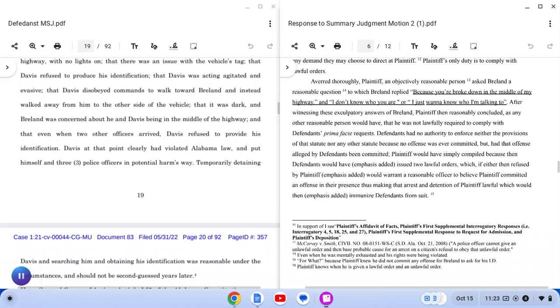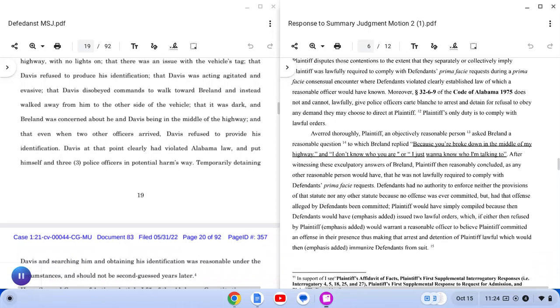I know when I'm giving an unlawful order, and I know when I'm not giving an unlawful order. That's why I asked him. I asked him a question. Why do you want my ID? And this idiot said, because you broke down in the middle of my highway and I don't know who you are. I just want to know who you are. I don't care. Being a stranded motorist is not a crime. Being broke down in the middle of the highway is not a crime. It's not even an offense. So when he said that, y'all, I reasonably concluded that I was not lawfully required to comply with his request. See how easy that is, y'all?